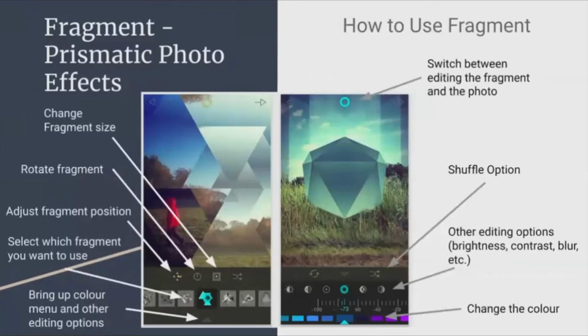So how to use Fragment: this is the layout of the app if you're editing a photo. You can change the fragment size, rotate the fragment, adjust the fragment position, select which fragment you want to use on the bottom, and bring up the color menu and other editing options. That's on the left side, and once you press bring up color menu, it'll bring you to the right screen, which lets you switch between editing the fragment and the photo. There's the shuffle option there. And on the bottom, there are other editing options like brightness, contrast, and blur. You can also change the color at the bottom.